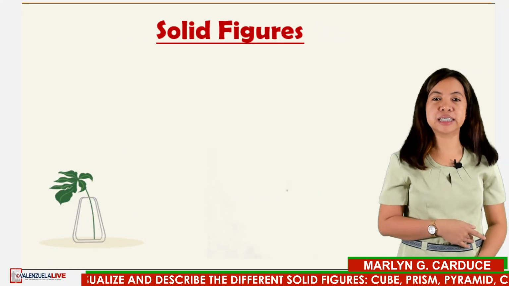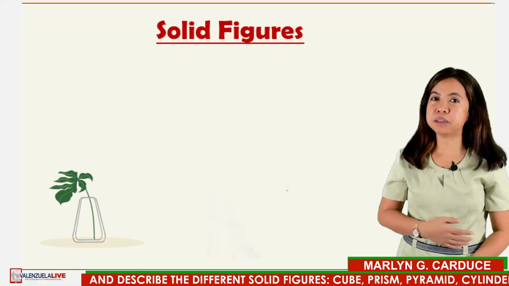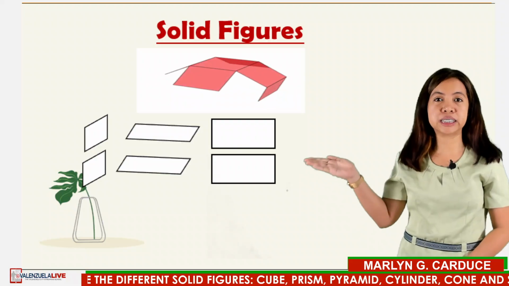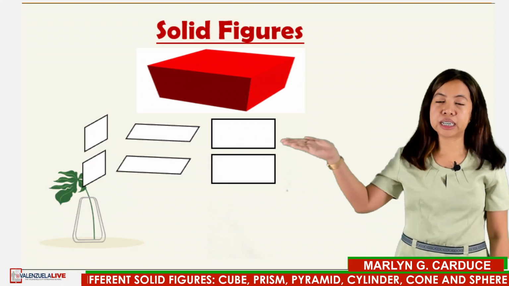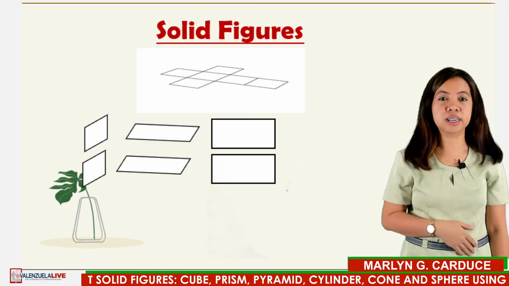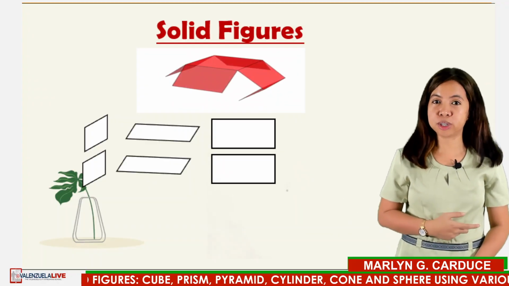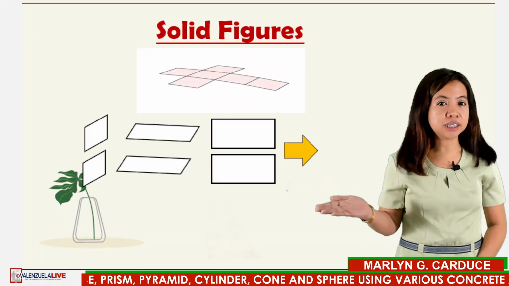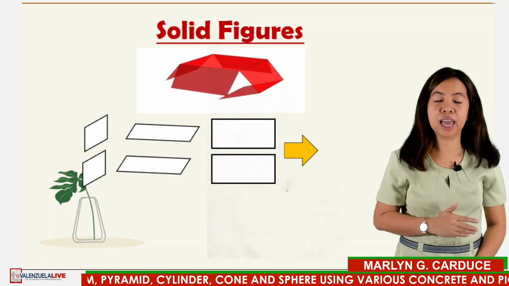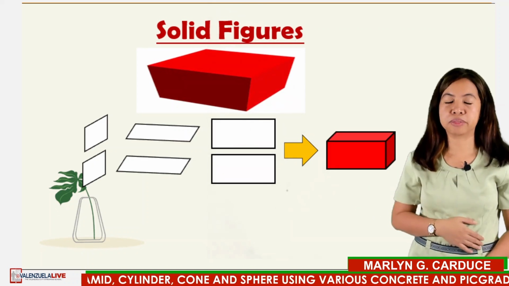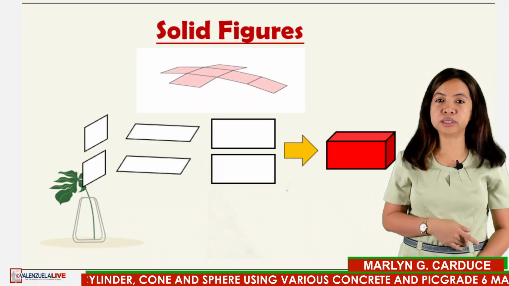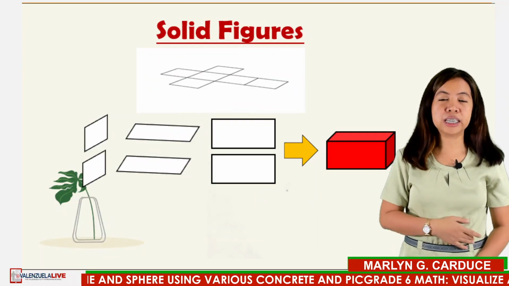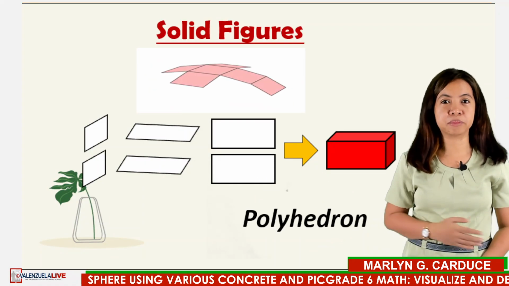Did you know, class, that solid figures are enclosed by plane figures or curved surfaces? For example, these 6 plane figures, like squares and rectangles, can be used to form a solid figure. And when we put together all these plane figures, planes, points, and line segments, a solid figure is formed. A solid figure that is composed of polygonal regions or polygons, like in this figure, is called a polyhedron.